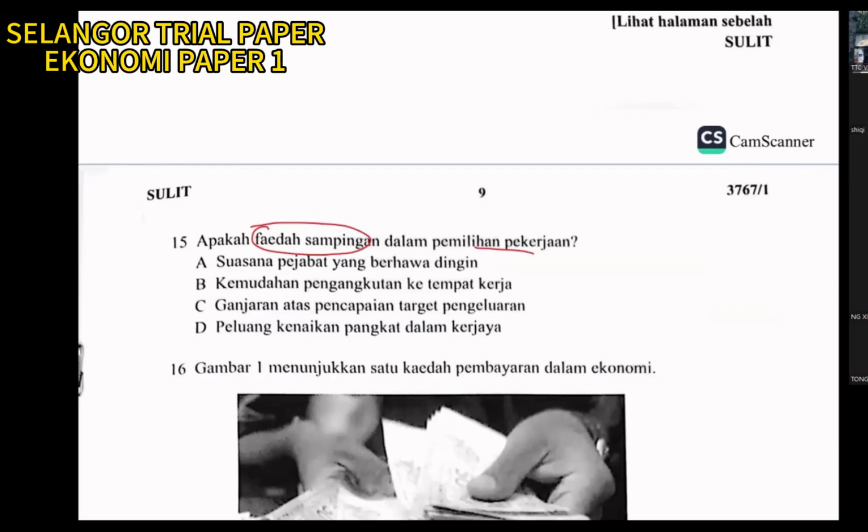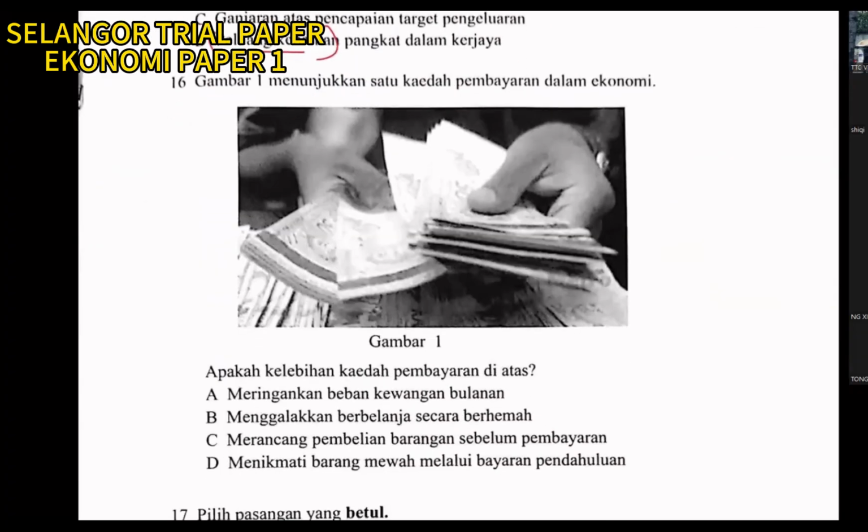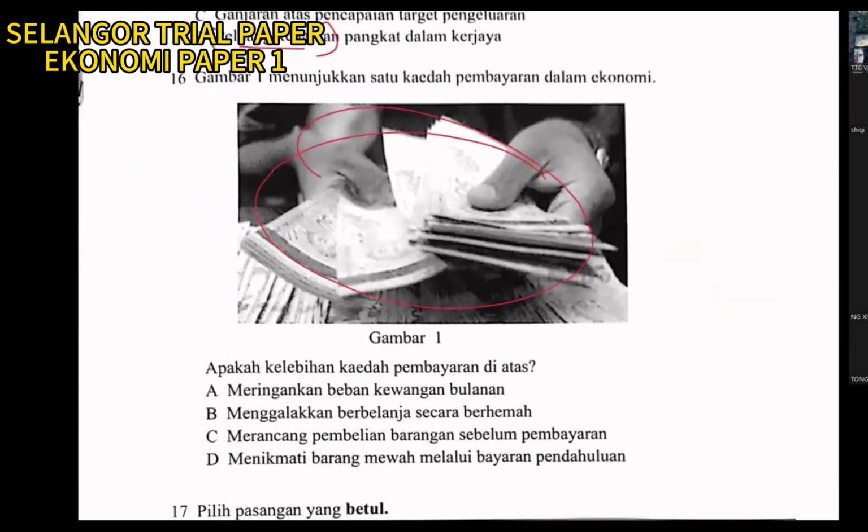Ganjaran pencapaian. Ya, kemudahan pengangkutan. Okay, suasana. This one is suasana. This one is what is that called? Your facility, not facility. Your naik pangkat. That one is the prospect pekerja. Ganjaran pencapaian target. That one is included in the gaji, right? Salah satu pembayaran they give you this.